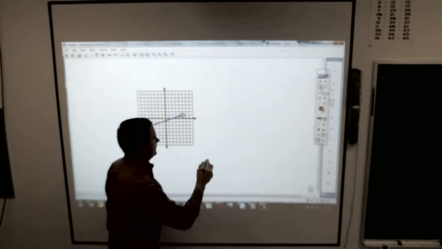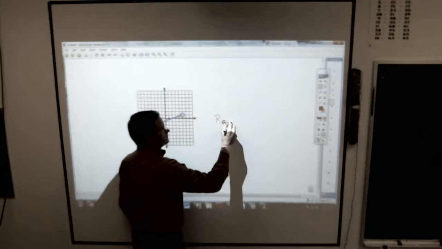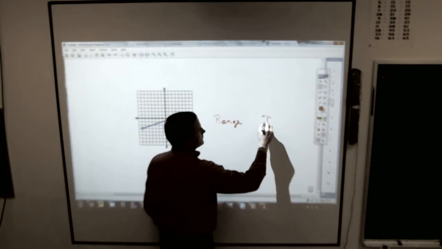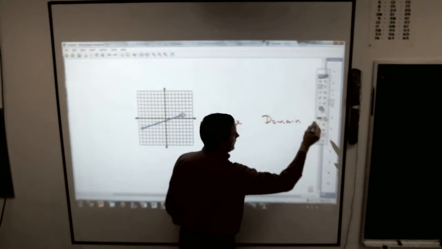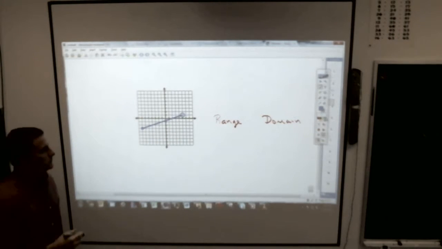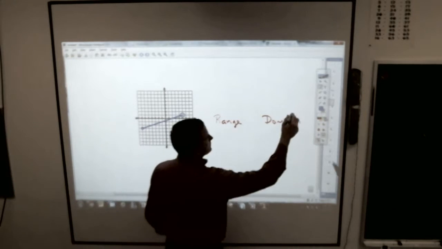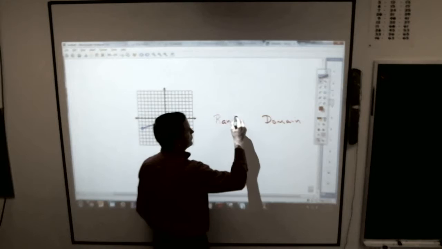About range and domain. Range and domain. Range and domain. I probably should have written them in the other order, because we usually talk about domain before range.